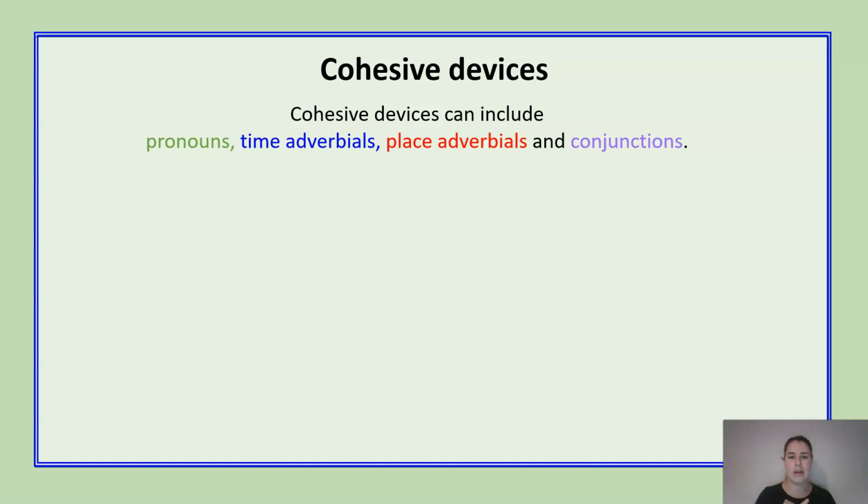So we're going to have a quick recap of our cohesive devices, because this is what you need to be remembering when we edit and improve our work today. So we know that the 4 cohesive devices we've been looking at this week are our pronouns, our time adverbials, our place adverbials, and our conjunctions.